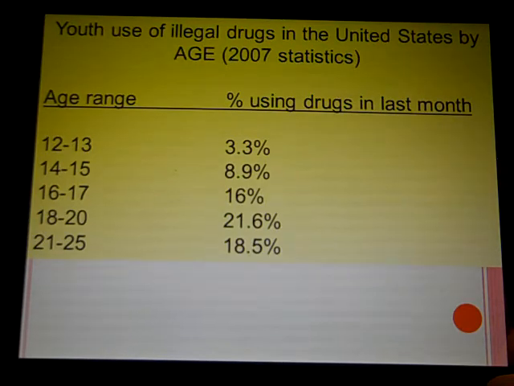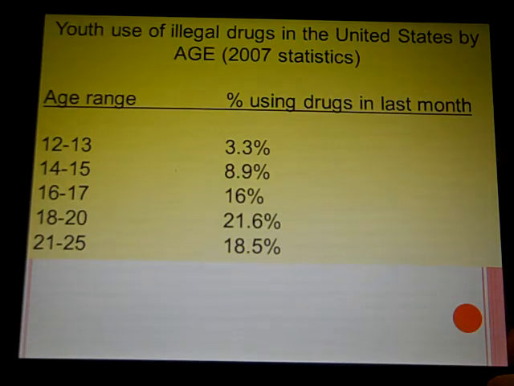Youth use of illegal drugs in the U.S. Again, it starts pretty young. According to these statistics, 3.3% of people aged 12 to 13 years old report using illegal drugs within the last month. Children aged 14 to 15, almost 9%, 8.9%, report using illegal drugs within the last month. Now we're getting into your age group here, 16 to 17: 16% report using illegal drugs in the last month. 18 to 20 years old, so we're talking about seniors in high school and the first couple years of college, 21.6% report using illegal drugs just in the last month alone. That's more than 1 out of 5. So that gives you some perspective.